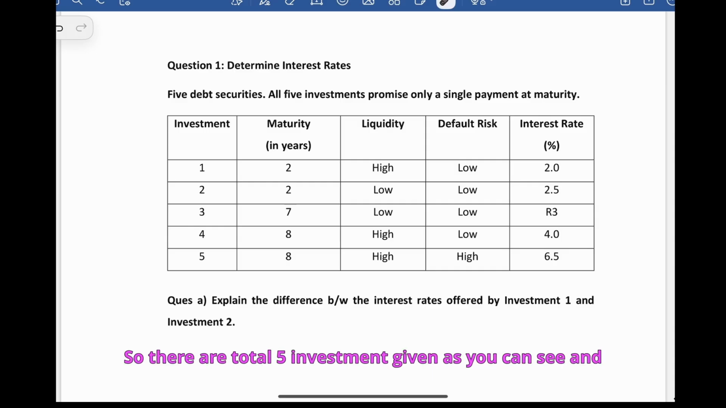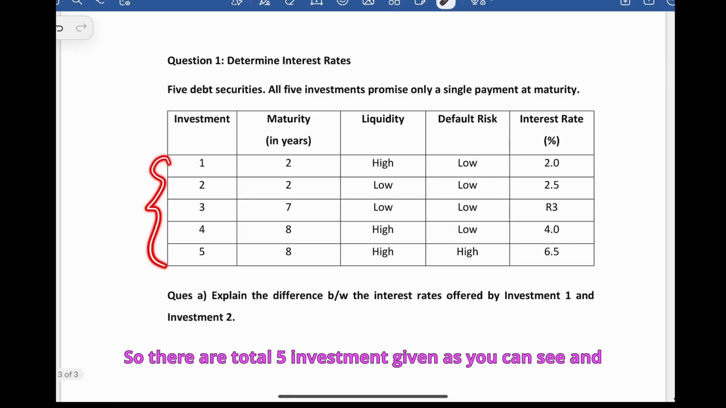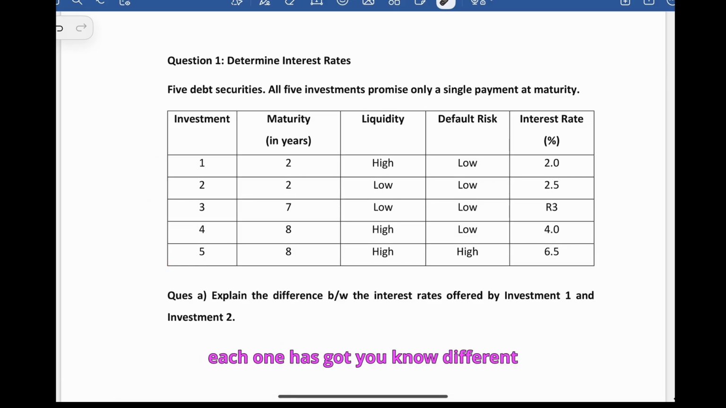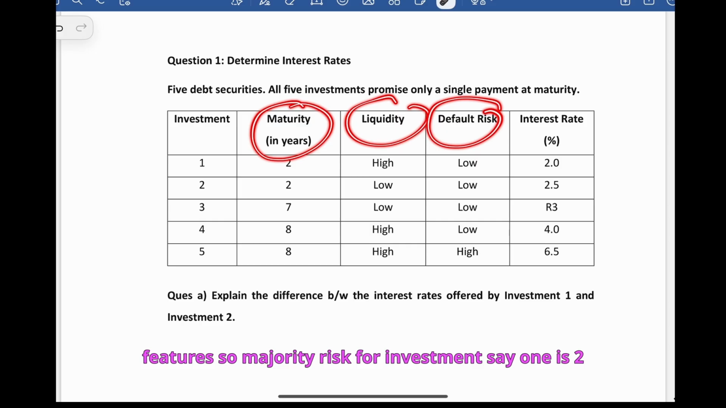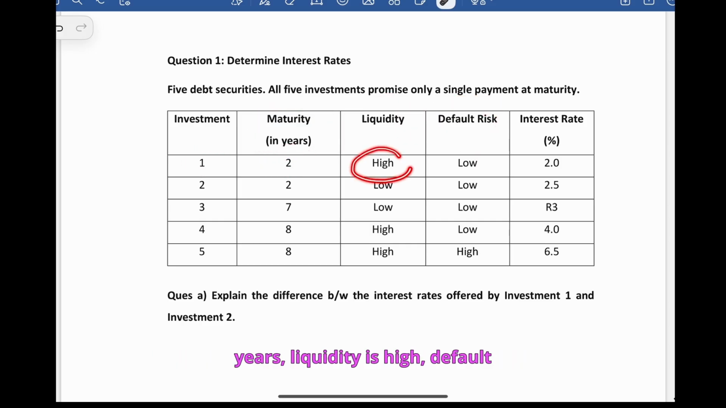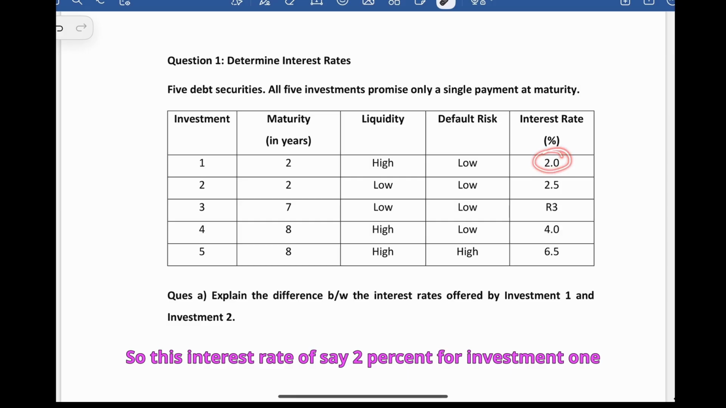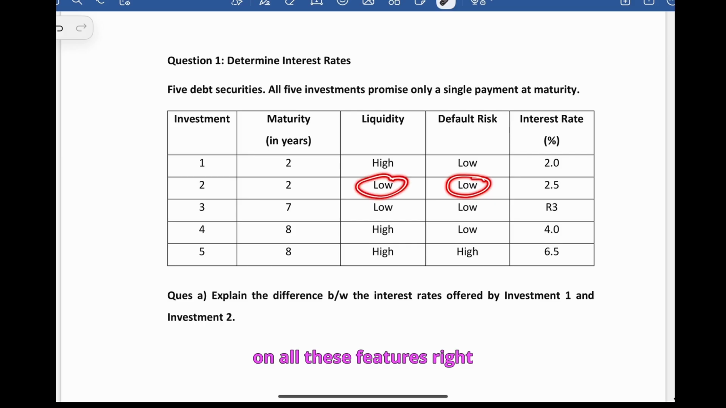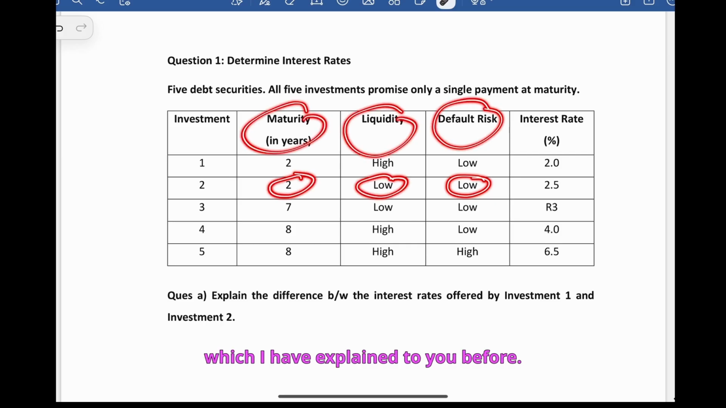So there are a total of 5 investments given, as you can see, and each one has different features. So maturity for investment 1 is 2 years, liquidity is high, default risk is low, and accordingly the interest rate is 2%. So this interest rate of say 2% for investment 1 or 2.5% for investment 2 depends on all these features, which I have explained to you before.